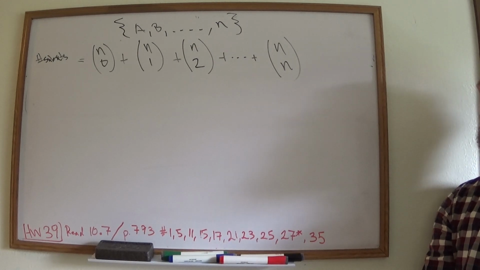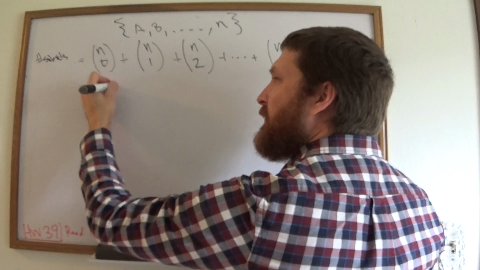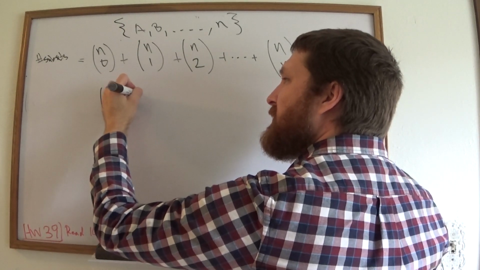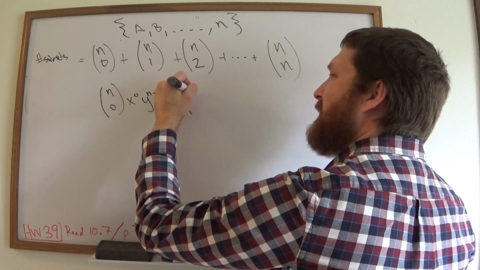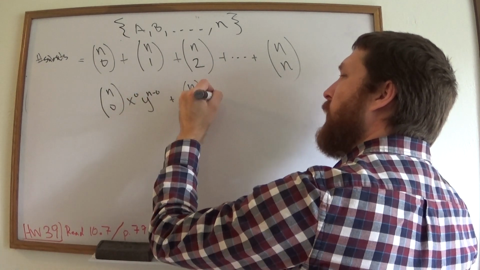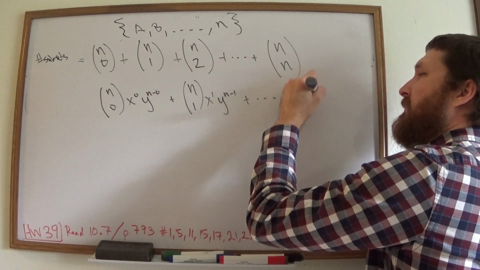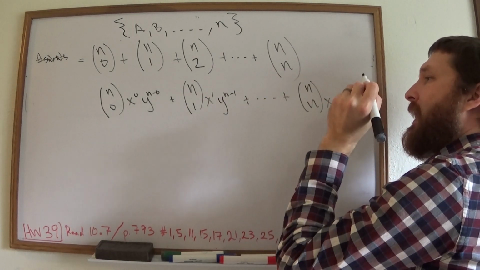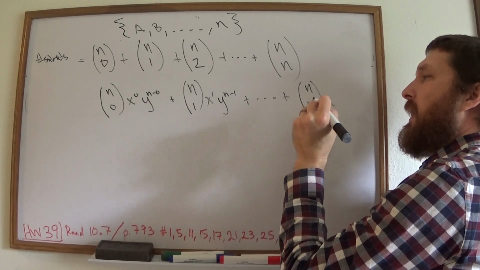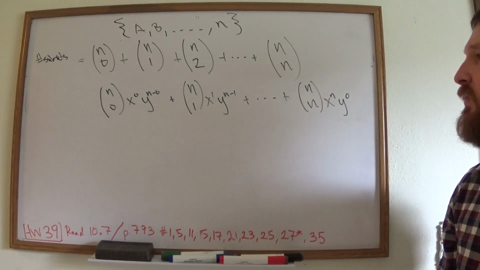And does it look familiar? The binomial theorem. This looks a lot like if we had n choose 0, you would have an x to the 0, y to the n minus 0. Then you'd have n choose 1, x to the 1, y to the n minus 1, plus all the way up to the last one where you have n choose n, x to the n and y to the 0. You'd have all of those.